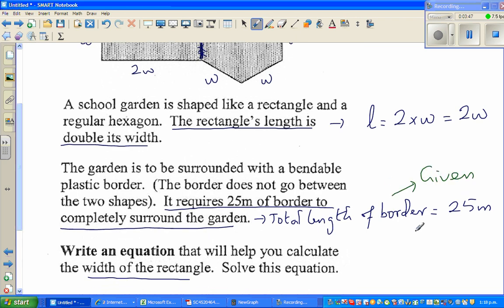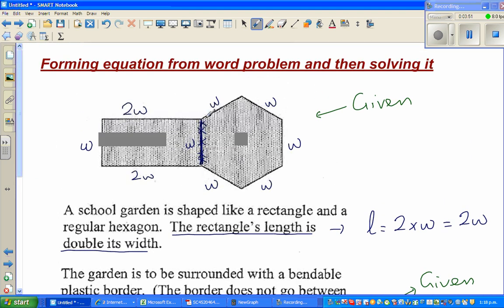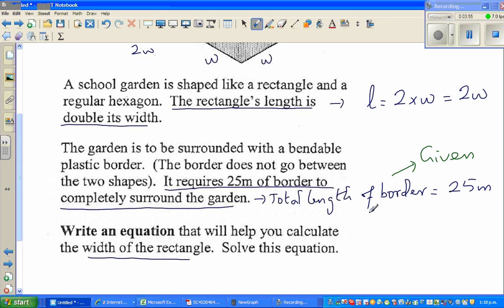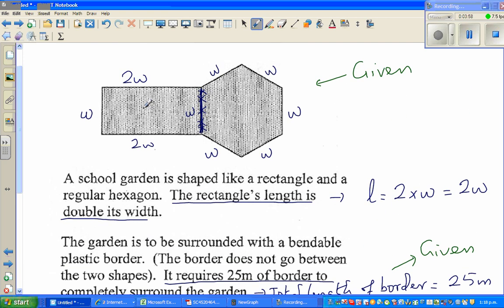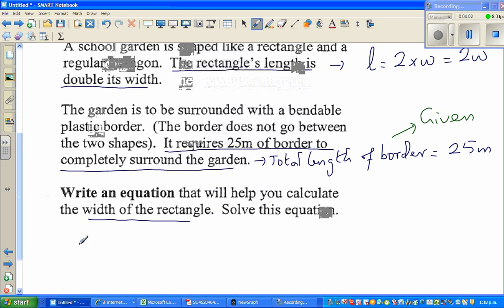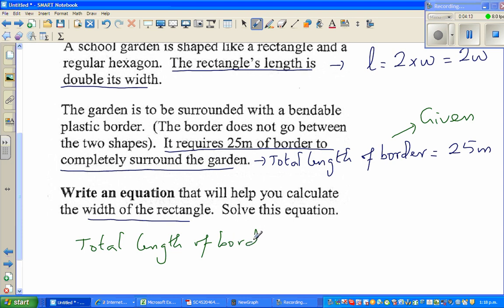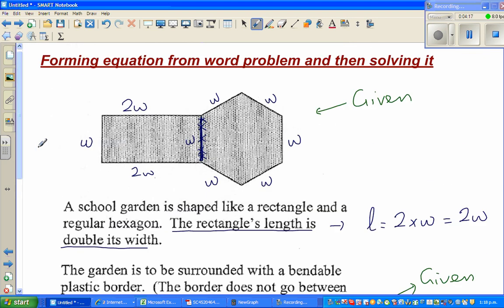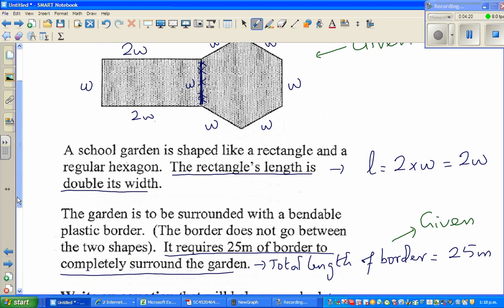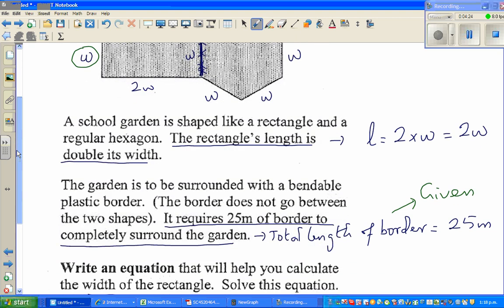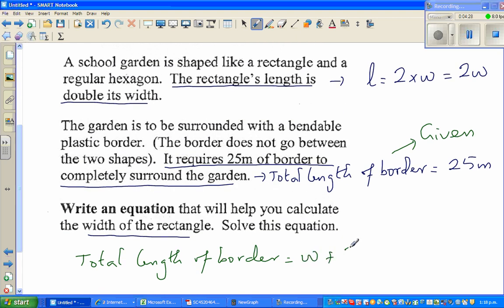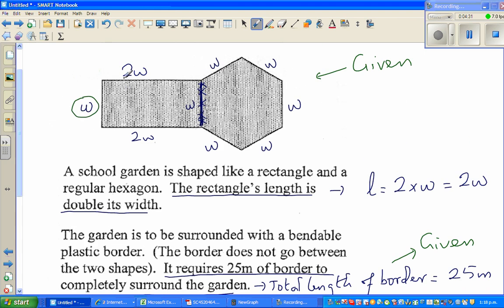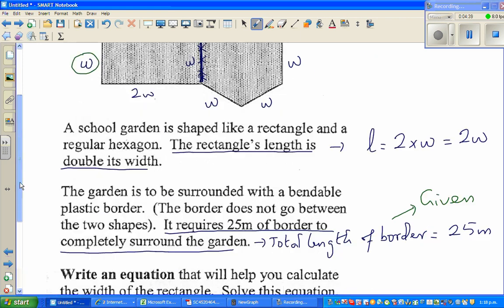Now you want to relate this given with this given. You don't need to know anything else. You have to just relate 25 with these W's. So what can I say? The total length of the border, in a different way, is given to be 25. And now if I look at the border, it is how many? Let me start from here. The total length of the border would be W plus 2W. Am I right? So it's W plus 2W plus how many W's? W plus W plus W plus W plus W. You got 5 W's, so that is plus 5W.